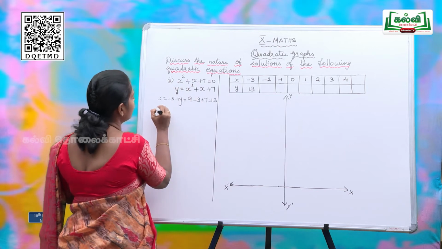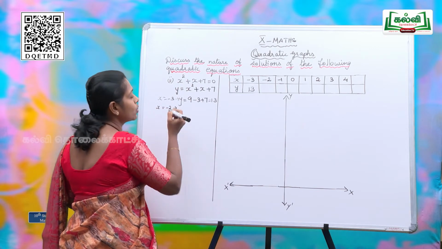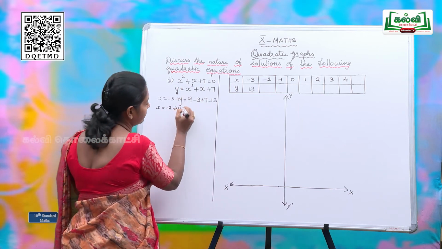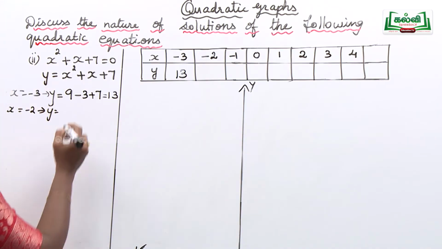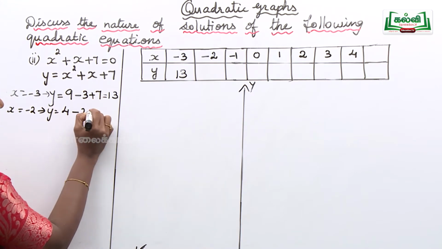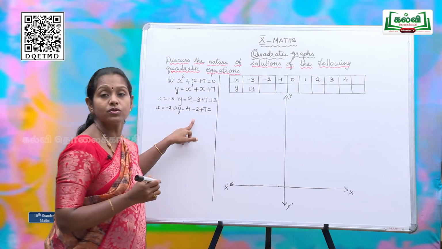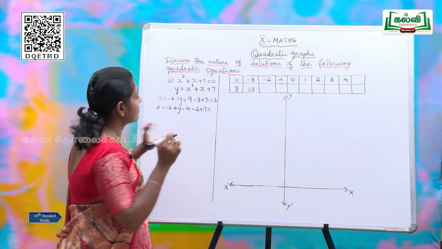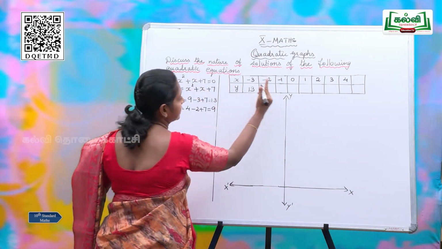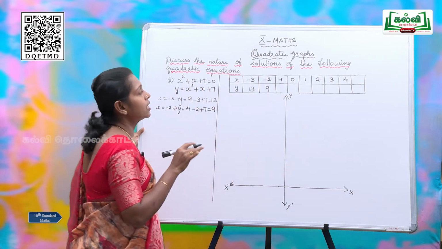When x equal to minus 2, then what is the value of y? Apply that value of x here. The y becomes minus 2 whole squared, which is plus 4. Then minus 2 plus 7. 4 minus 2 is nothing but what? 2. 2 plus 7 is 9. So, when x equal to minus 2, y is nothing but 9. So, two values are finished.